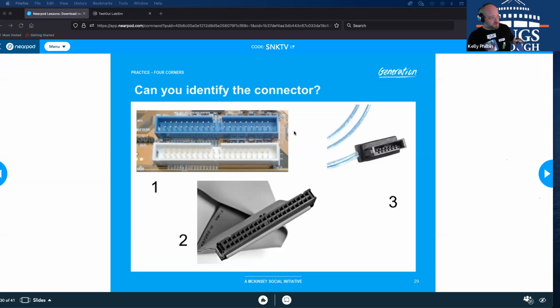Amaya, what's number 1? What are we looking at here? What kind of connector is that? Is it eSATA? It's not an eSATA. This is an internal connection. We're looking at number 1 right here. IDE? IDE. Yes. Excellent. IDE. Good job.